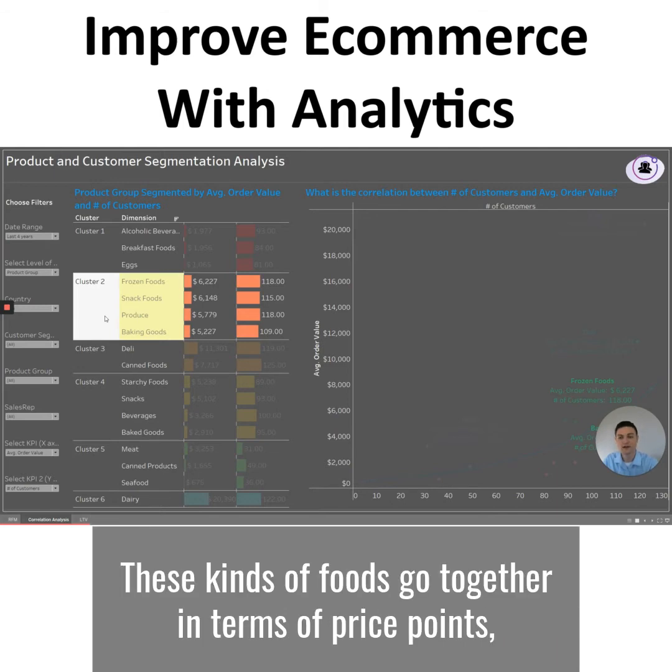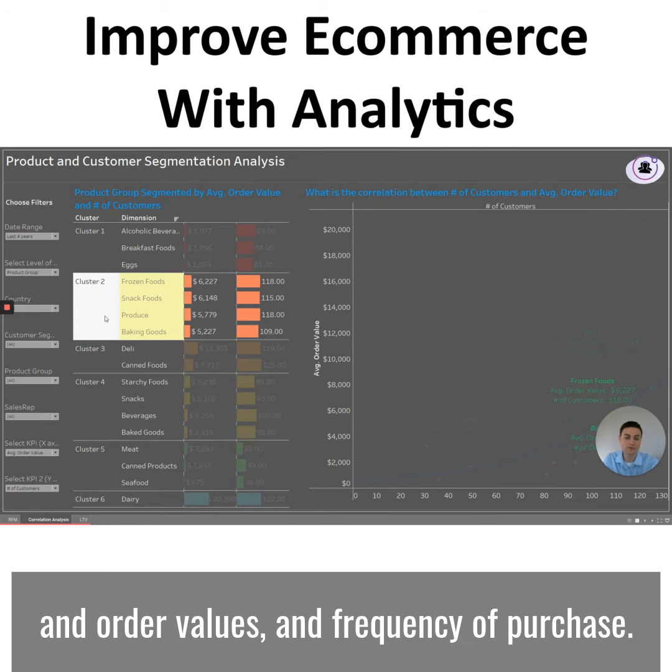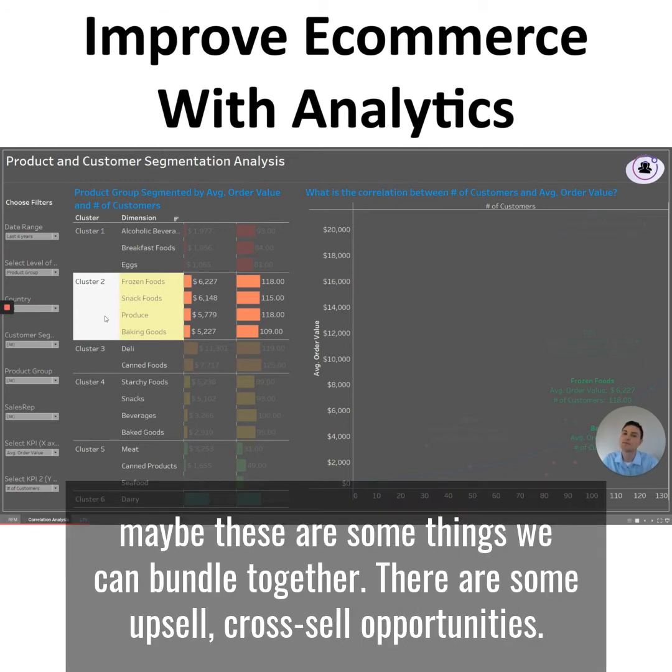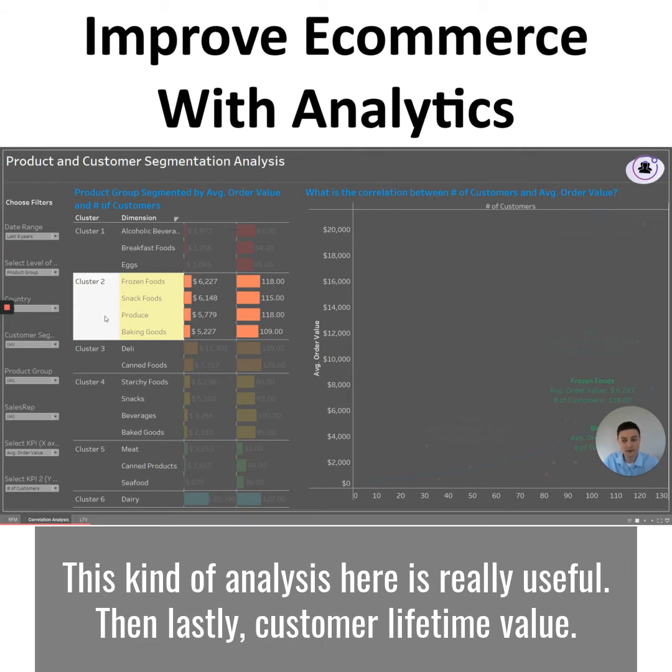Here, these kinds of foods go together in terms of price points and order values and frequency of purchase. So it helps us understand maybe these are some things we could bundle together. There's some upsell, cross-sell opportunities. This kind of analysis here is really useful.